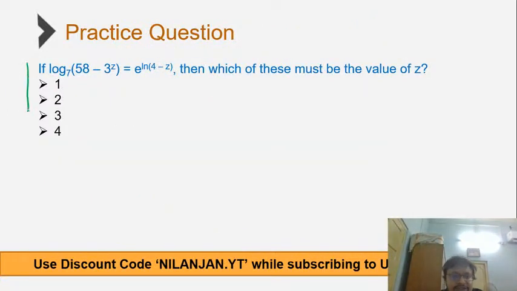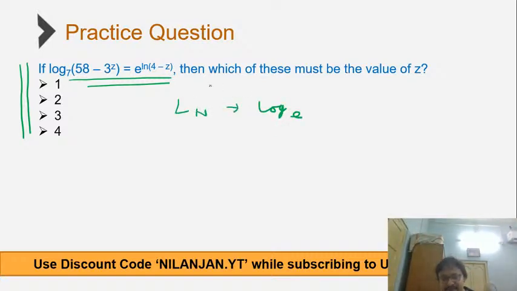The third question is a question on logarithms, and it goes as follows. Log of (58 minus 3 to the power z) base 7 is equal to e to the power ln(4 minus z). Remember, ln is nothing but log base e. So here ln is nothing but log base e. You need to find out the value of z.